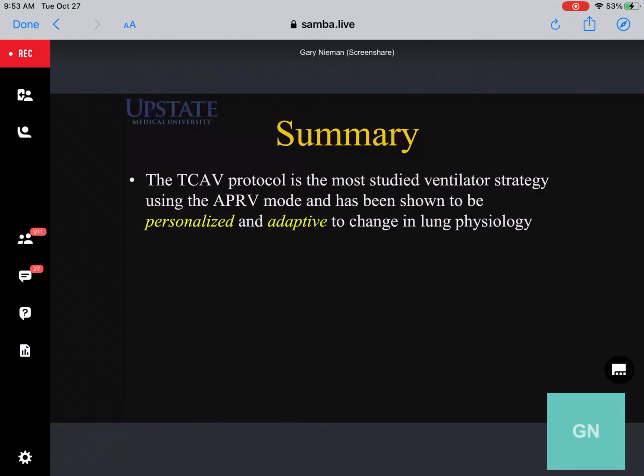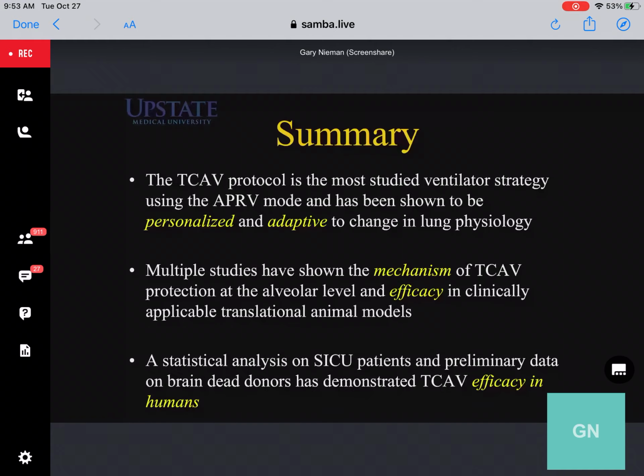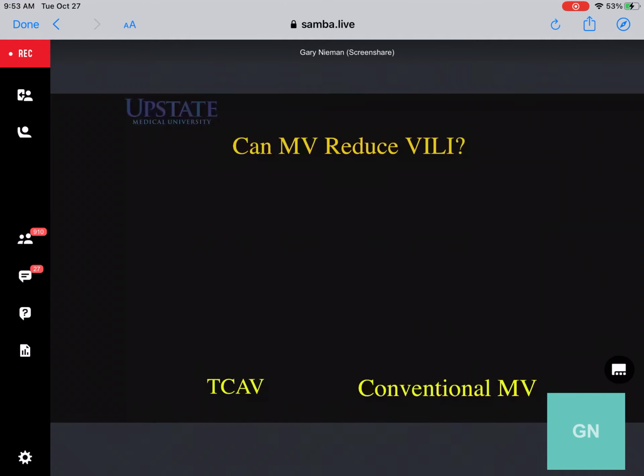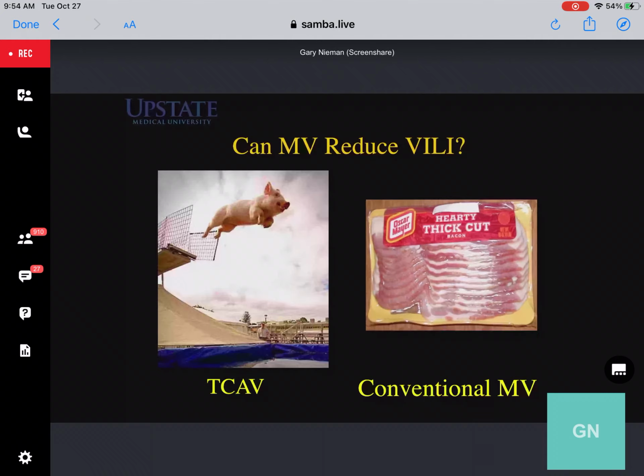The TCAV method is far and away the most studied method to set and adjust the APRV mode, and we've shown that it's both personalized and adaptive. And multiple mechanism studies and efficacy studies in my lab have shown this to be true. And again, I just showed you the statistical analysis of the patients in the SICU and the brain dead lung donors. So it seems to be very effective in humans also. So the bottom line, can mechanical ventilation reduce VILI? The TCAV method, we find that our patients come out very healthy and happy, whereas conventional ventilation, not so much.